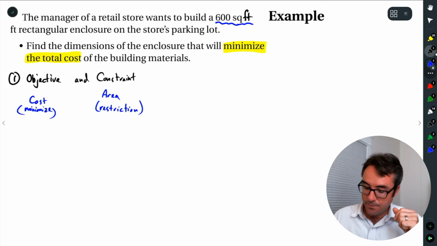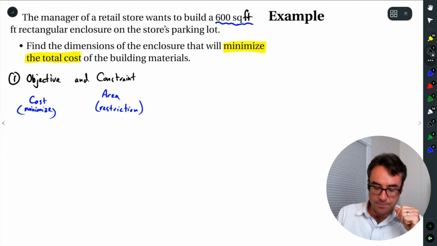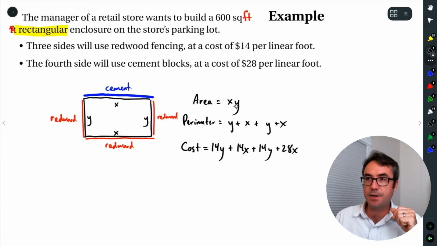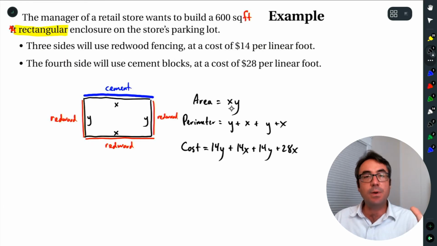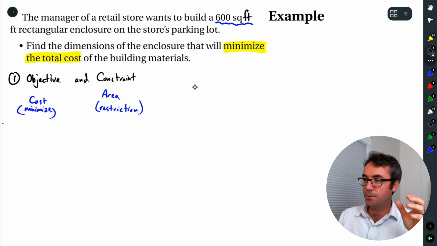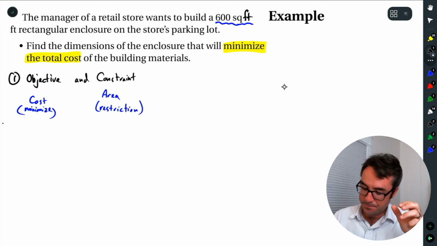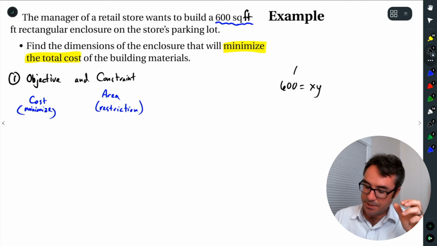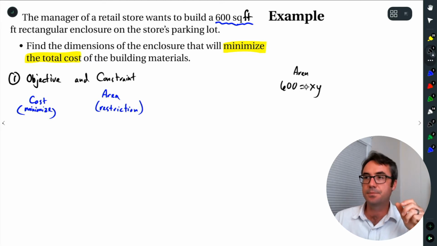All right, so we figured out our area formula from before. For a rectangle, area is x times y, but now we want the area to be equal to 600. So x times y is the area. We want that equal to 600. That's our constraint. What about our objective?